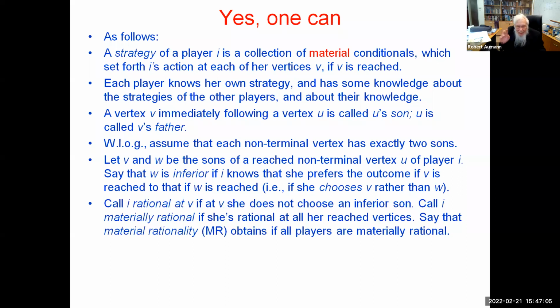Call I rational at V if at V she does not choose an inferior son. Call I materially rational if she's rational at all her reached vertices. Say that material rationality obtains if all players are materially rational. Okay? We're talking about specific strategies, yes.